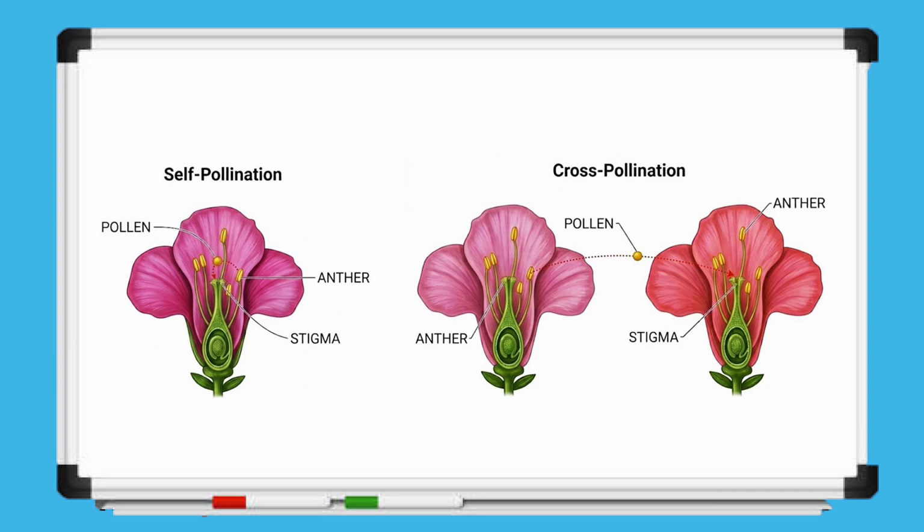This process often relies on external pollinators like wind, water, or animals such as bees, butterflies, and birds. The result of cross-pollination is increased genetic diversity, which helps plant populations adapt to changing environments and resist diseases.